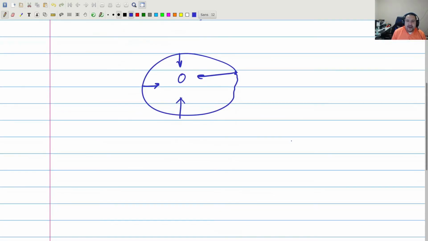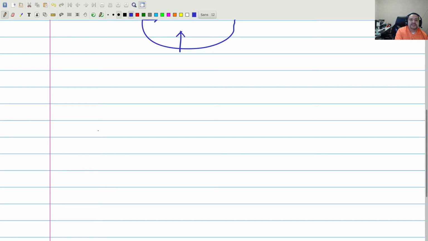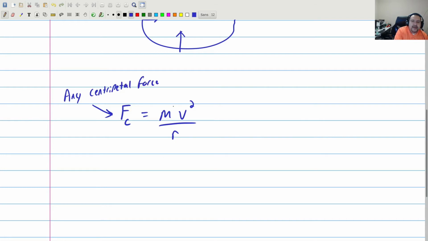Now it turns out that every centripetal force will follow the following equation. Fc is equal to mv squared over r. And sometimes you'll see people put a vt on this to say tangential velocity, but here's what it is. Fc is any centripetal force. M is going to be the mass of the object moving in the circle.